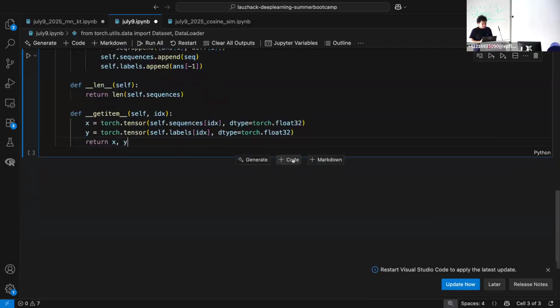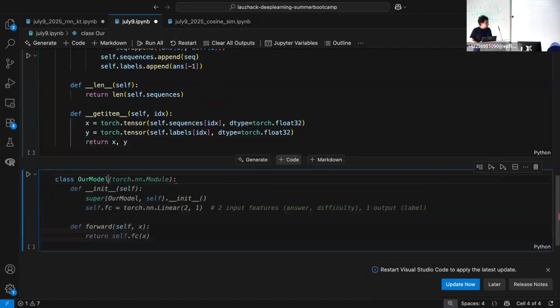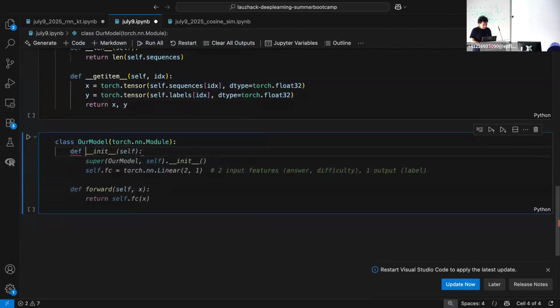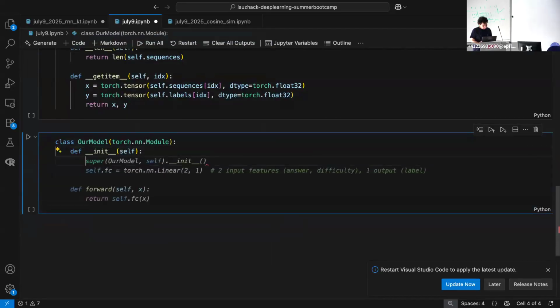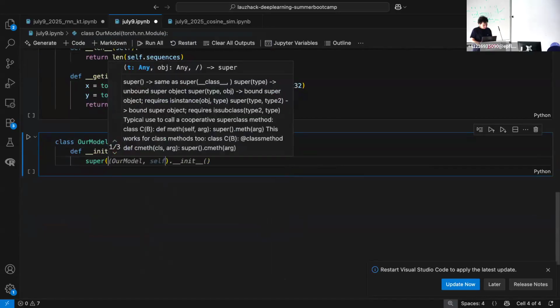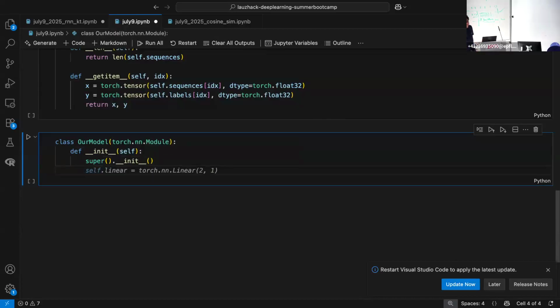Let's then define the model. Class, I will call it again our model because for some reason I love the word our. torch.nn.Module. This is exactly how we define the torch model, as I've assumed we have already seen. Self init, self, super dot init. Okay, good. Then you define the RNN layer that you want.